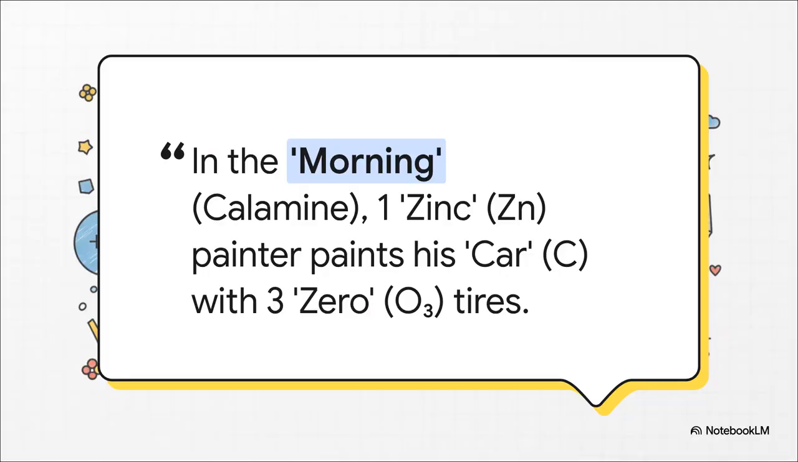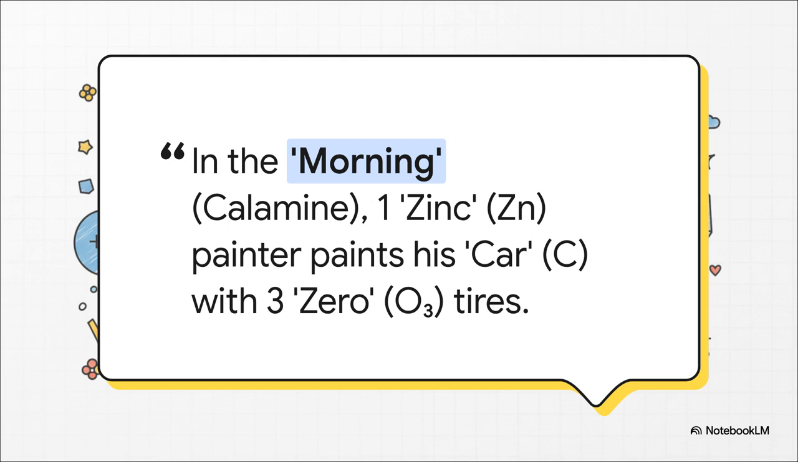Let's put that all together now for our second big mental image. In the morning, for calamine, we have one zinc painter, Zn, who goes to his car, C, which has 3 zero tires, O3. And the formula? You got it, ZnCO3.